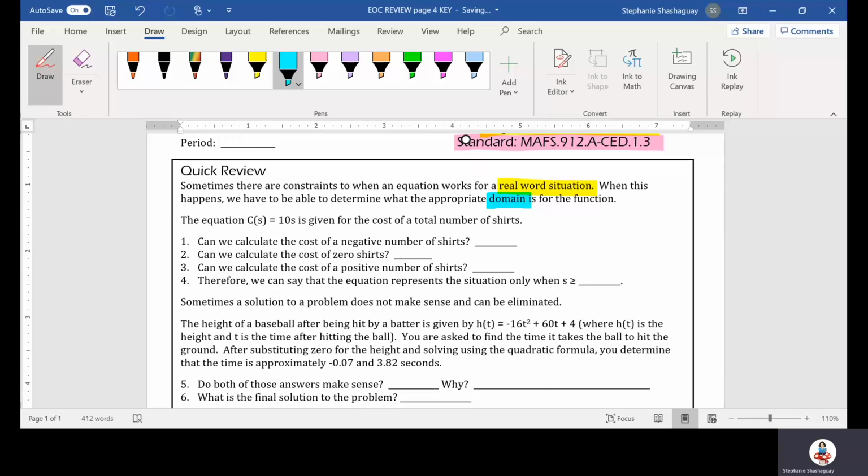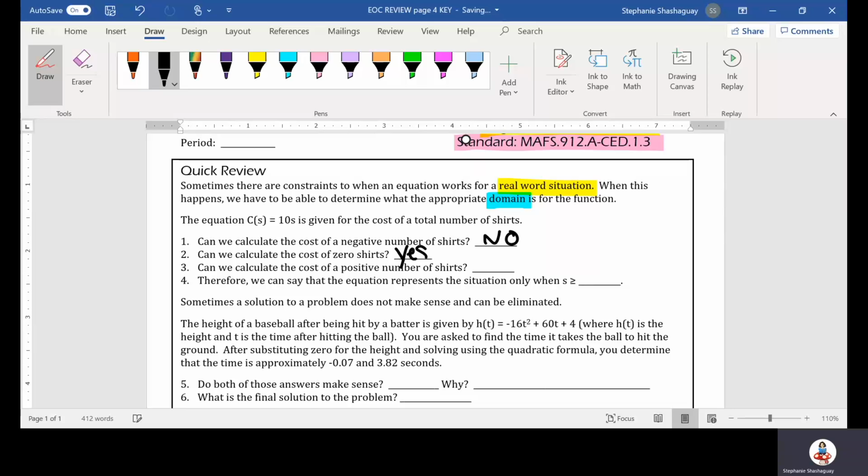The equation C of S equals 10S is given for the cost of a total number of shirts. Can we calculate the cost of a negative number of shirts? No. You can't calculate the cost of a negative number of shirts because you can't have a negative number of shirts. Can we calculate the cost of 0 shirts?